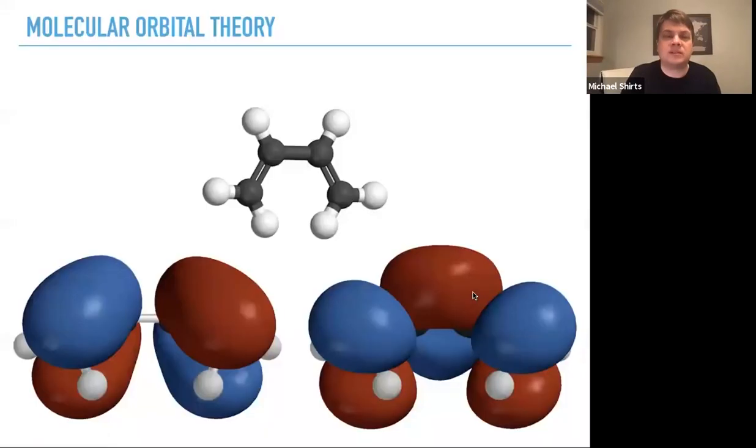We're going to take a more complete picture, a more complete theory of what's going on, looking at molecular orbital theory. We'll just be touching on that. You can get a lot deeper in this theory in other classes, but this gives you a more complete picture of what's actually happening in molecules. So molecular orbital theory is what we're going to be talking about.